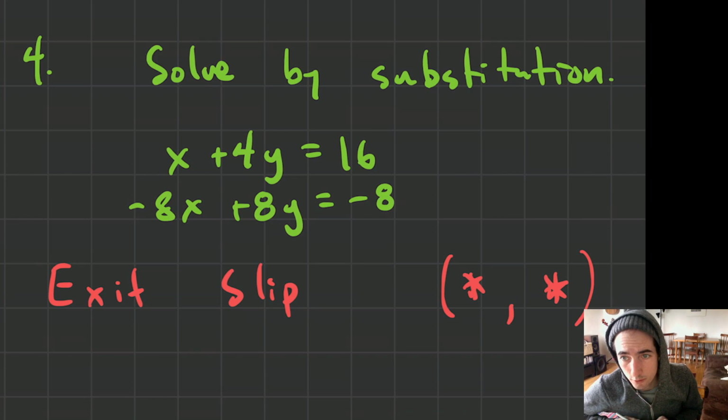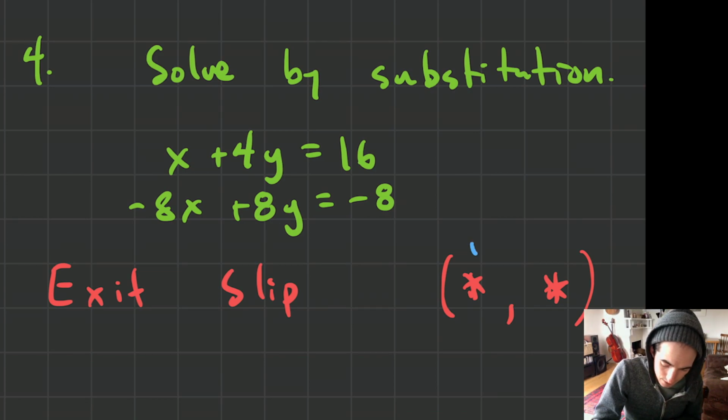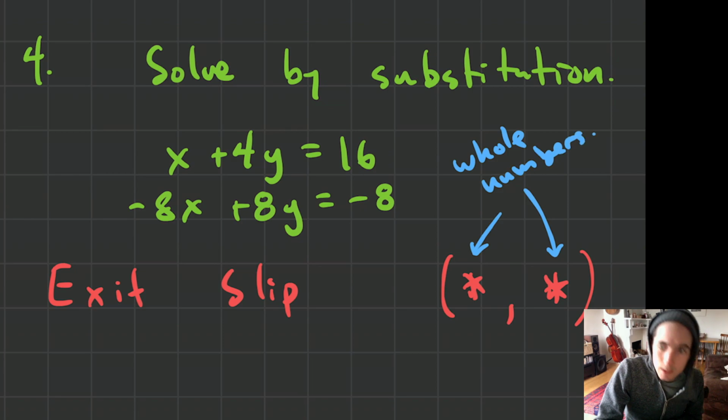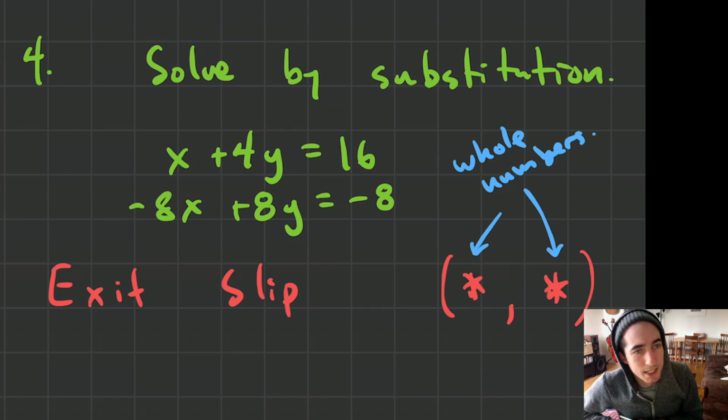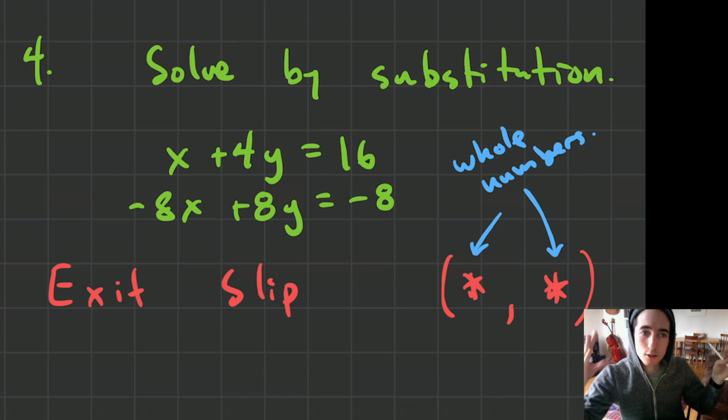So one number followed by another. And just as a hint, both of these are whole numbers. So don't write any decimals. If you're getting decimals or square roots or something, you've made a mistake. Just give me some whole numbers. That's the form that I want: open bracket, number, comma, number, close bracket.